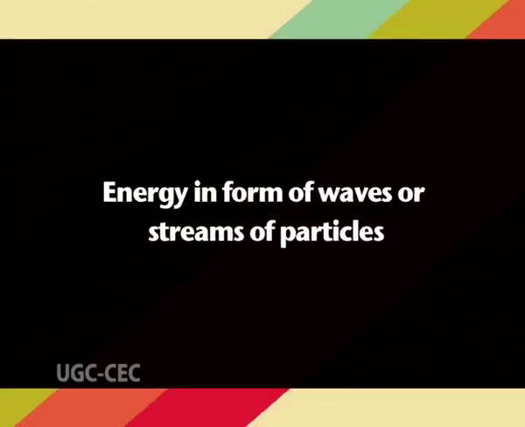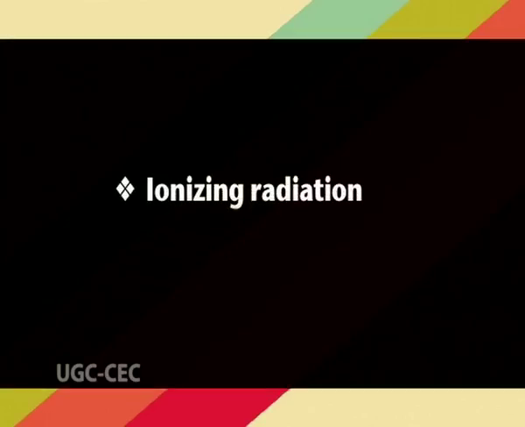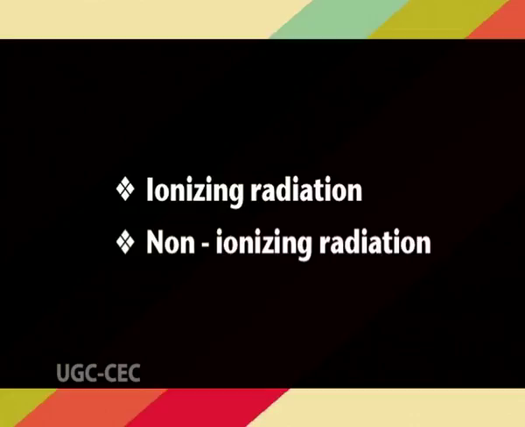Now, what radiations are? Radiation is the energy that comes from a source and travels through some material or through space. It's the energy in the form of waves or streams of particles. Radiation is simply a mechanism whereby energy passes through space. There are two forms of radiations, ionizing radiation and non-ionizing radiation.